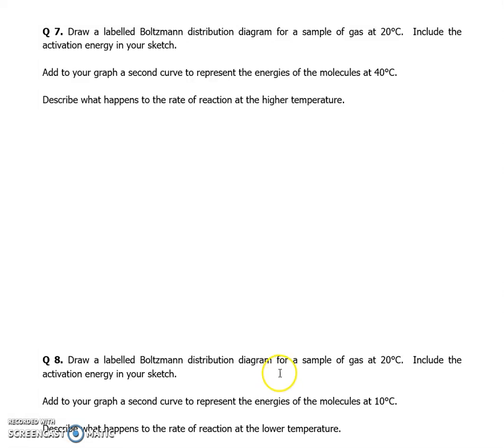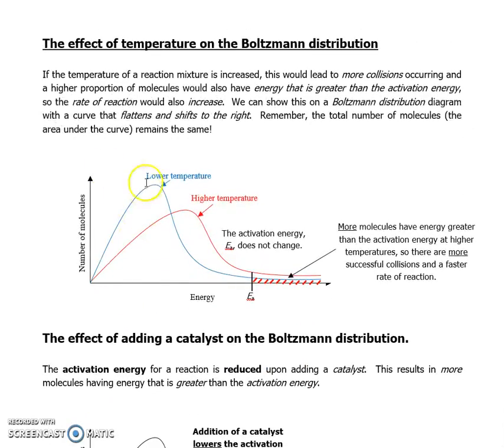Okay, so now it's your turn to have a go at trying to sketch these diagrams. When you look at this question, draw and label a Boltzmann diagram for a sample at 20 degrees. Include the activation energy on your sketch. Think of this as the blue curve on this Boltzmann diagram.